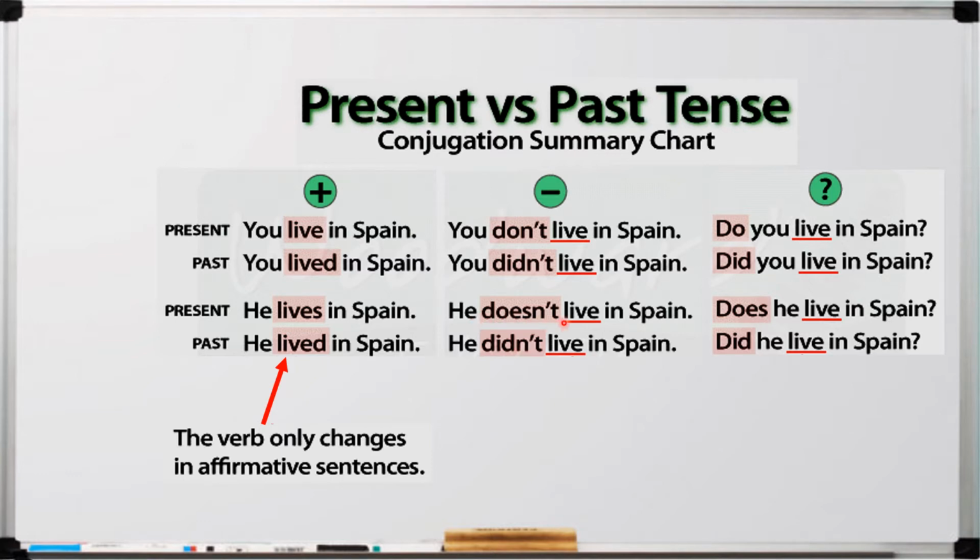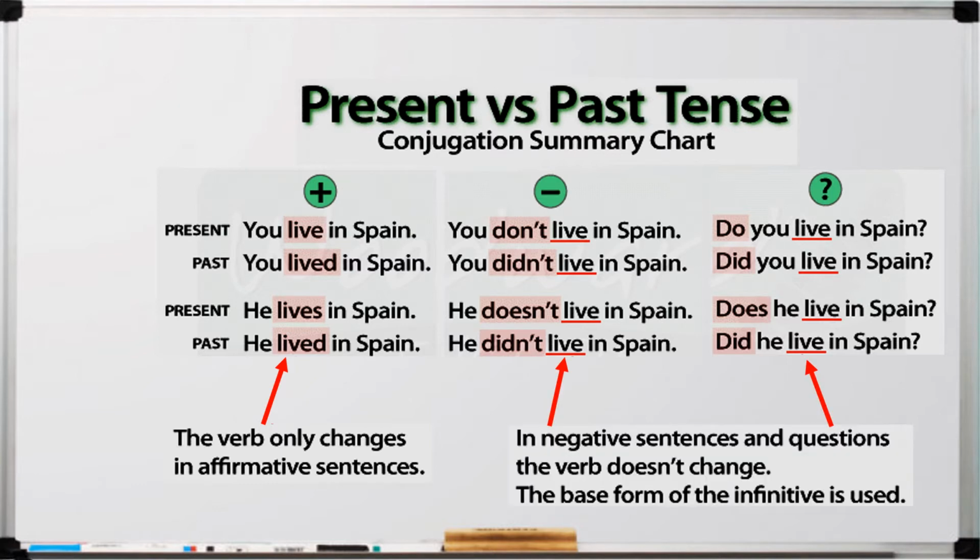Then the same happens in the third person. He doesn't live, and the past form is didn't. He didn't live in Spain. The question form, look, the auxiliary verb is the same auxiliary verb as in present, do, just in past. Did you live in Spain? And for the third person, it keeps the same thing. Does he live in Spain? And did he live in Spain?